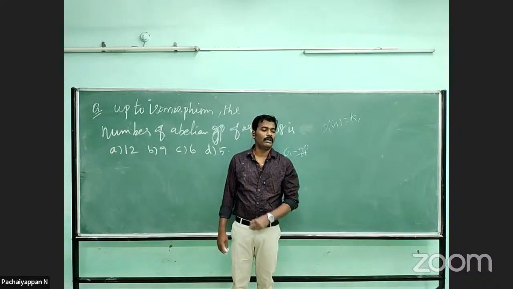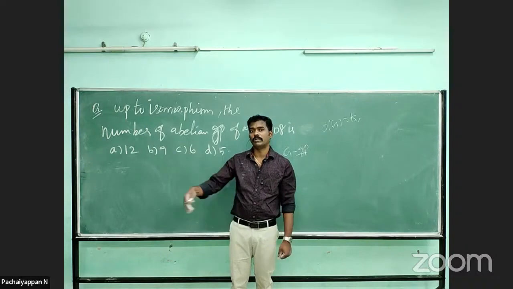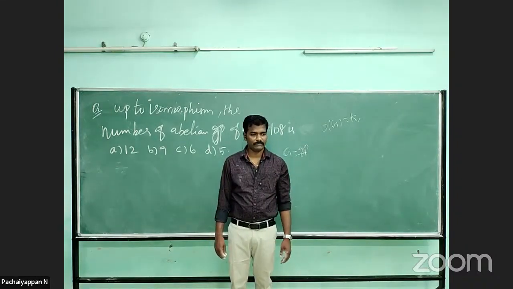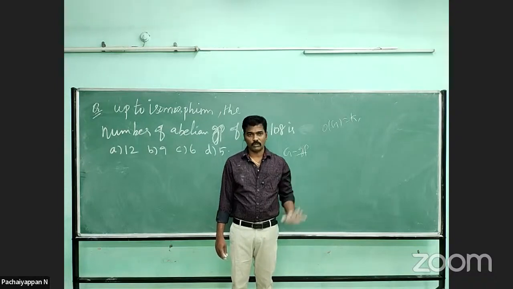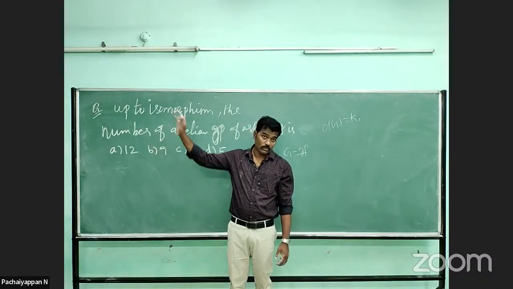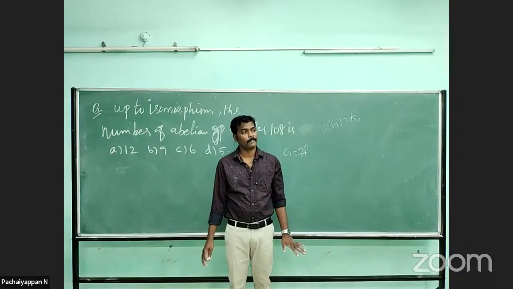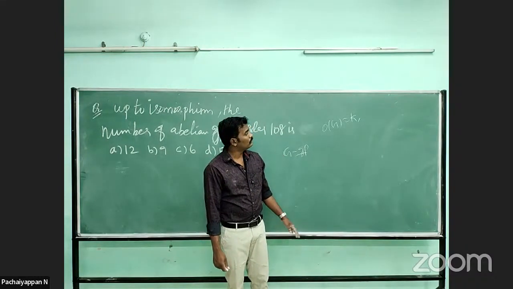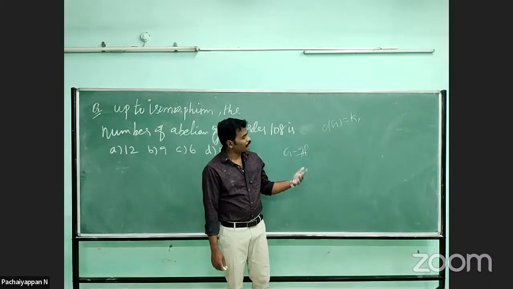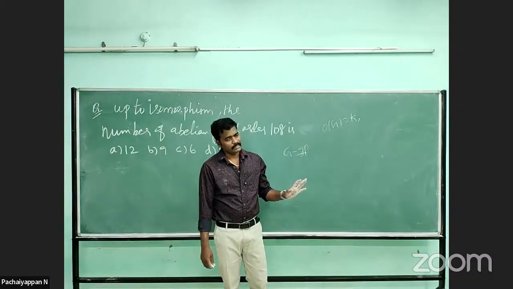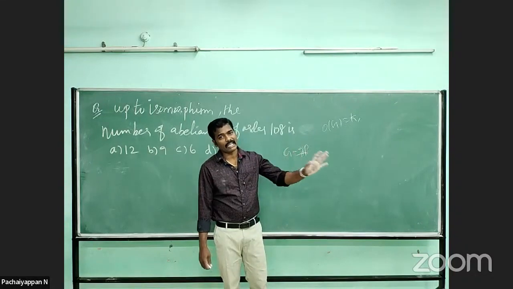For example, for order 5, how many groups are there? We know there is Z5. Is there some other group? Maybe a lot of groups. We don't know. So it could be finite or infinite, but these are groups of order K only.